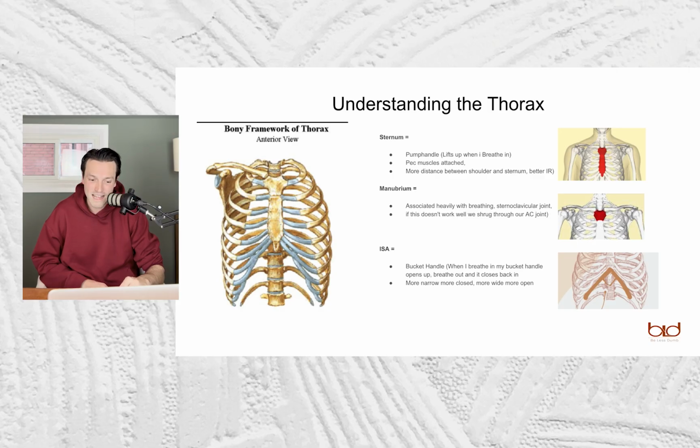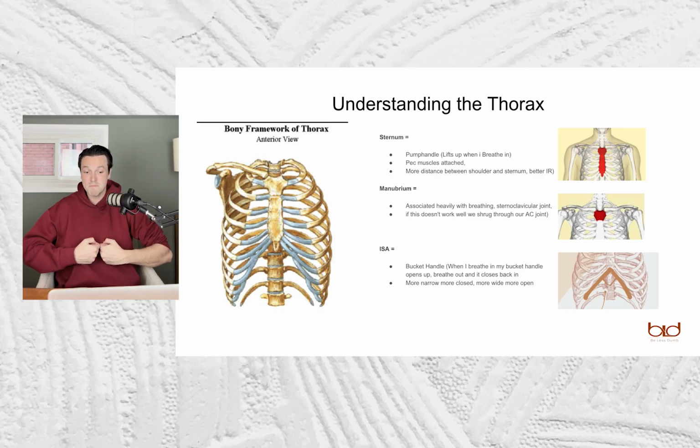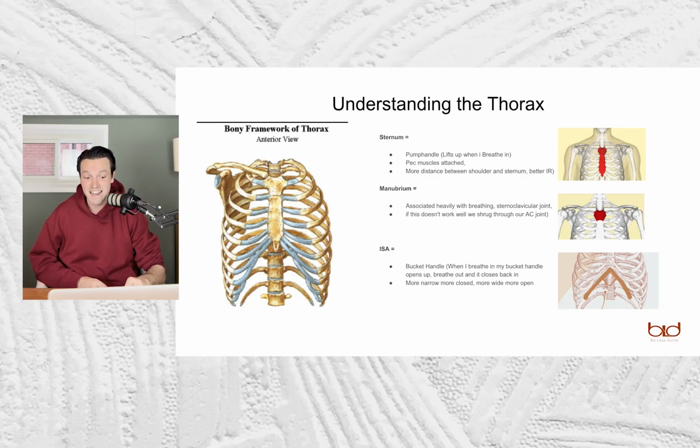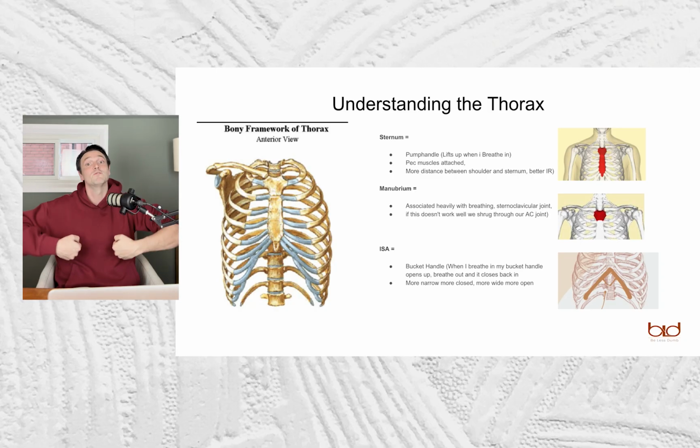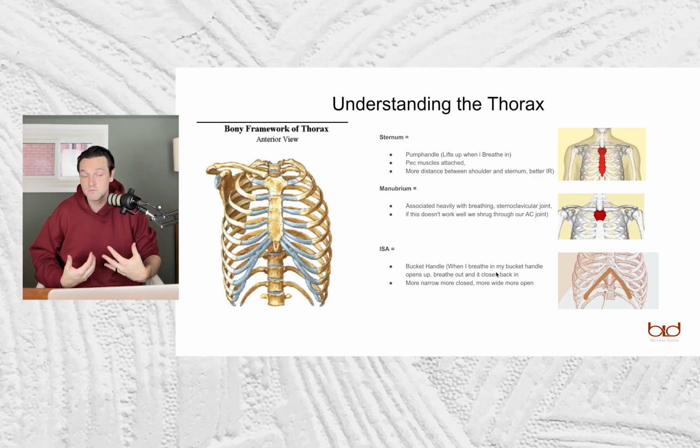You'll hear this called bucket handle. So when I breathe in, my bucket handle opens up. When I breathe out, it closes back in, okay? So more narrow is more closed, more wide is more open, okay? So if I'm looking to open up my more narrowed people, then I might have an inhalation bias, because when I breathe in, my bucket handle opens up. If I'm looking to improve some of my wide-angled infrasternal angle people's breathing, then I might look at more exhalation work, because as I come back in, it closes as I breathe out.